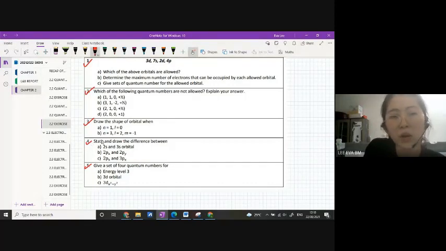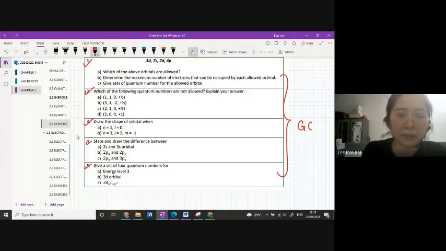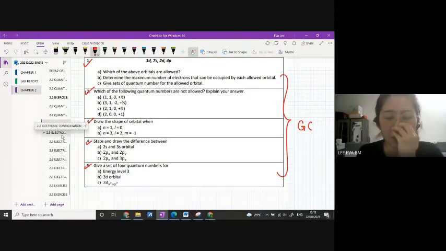So question number 4, state and draw the differences. Got 2s, 3s. After you draw, you need to state the difference. Which one is smaller? Which one is bigger? What is the orientation? What is the size? So untuk 5 soalan ini sajalah untuk exercise yang kena hantar dalam GC. Okay. So any questions for topic 2.2?